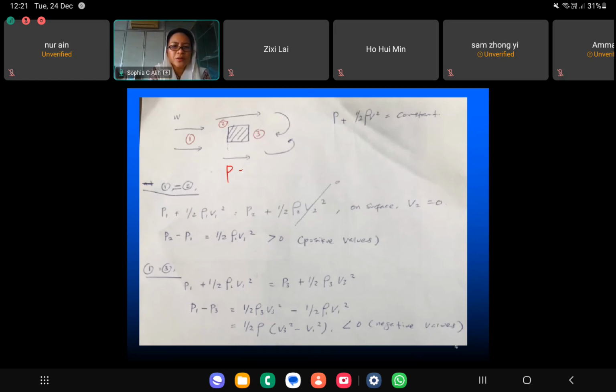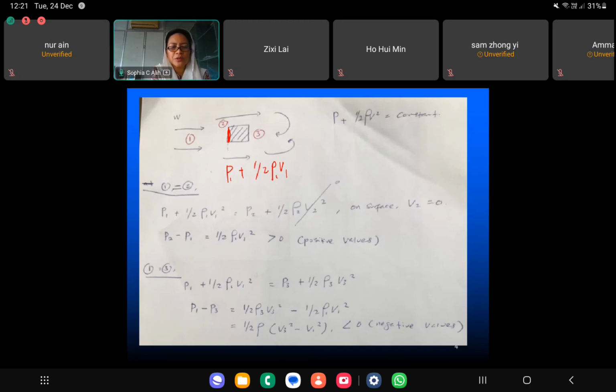If I have P plus 1/2 rho V, and this is for area number 1, P1 plus 1/2 rho 1 V1 square will be equal to P2 plus 1/2 rho 2 V2 square. Since this is the surface of my structure where the wind will stop, because there is no movement of wind over here, velocity equals 0, so I cancel it to 0.